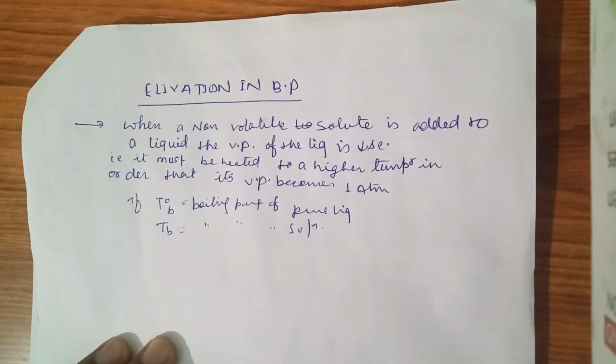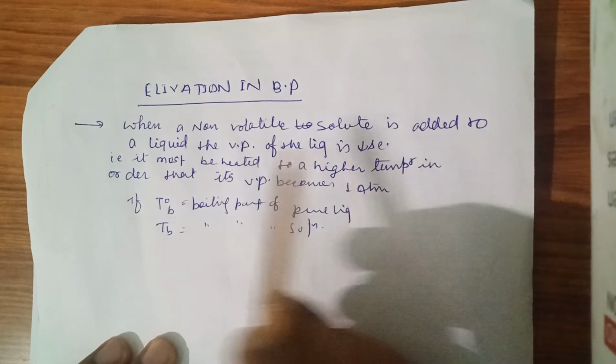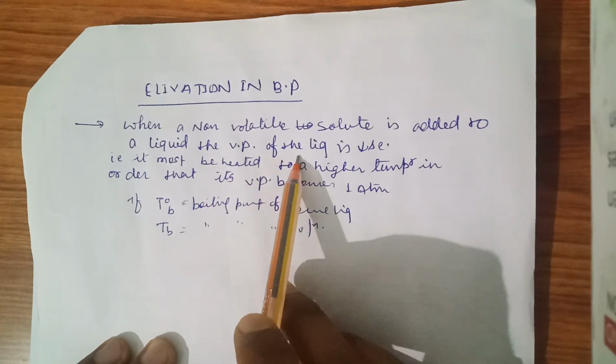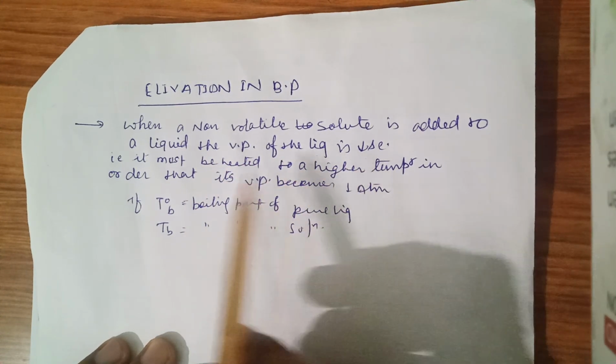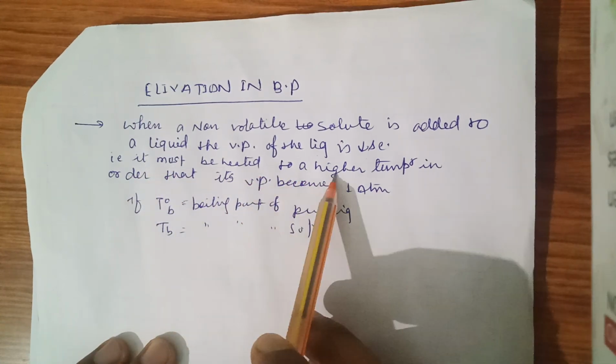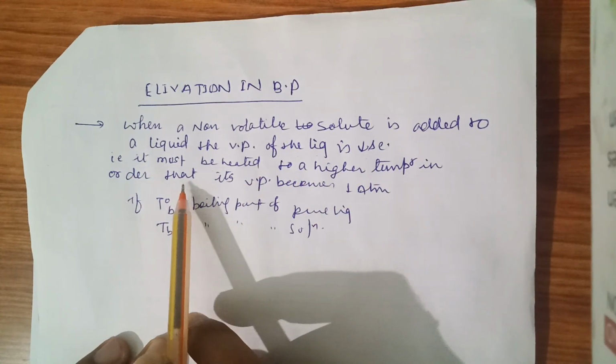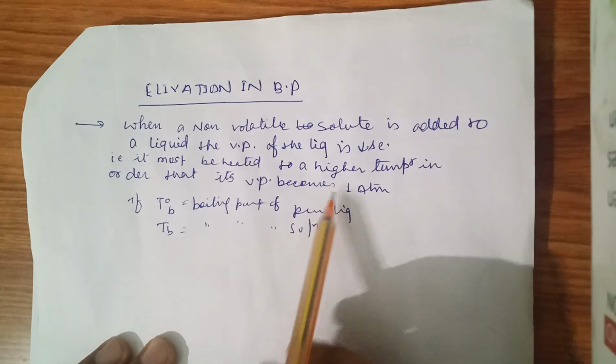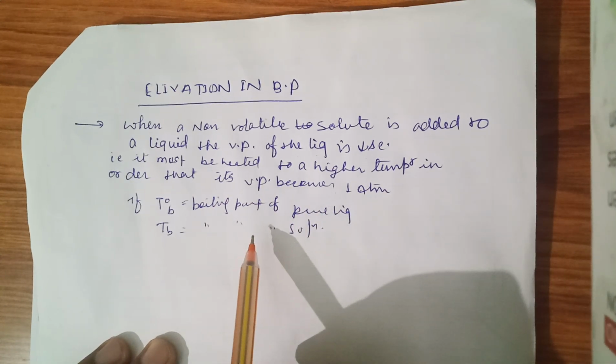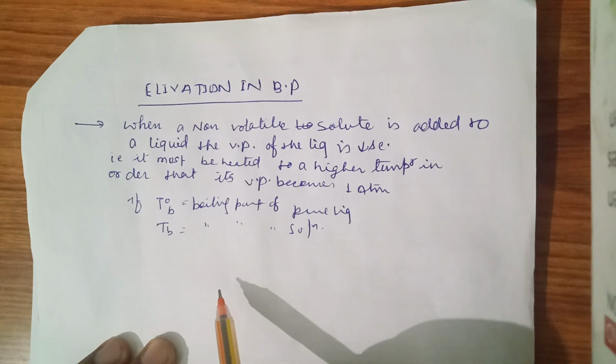Today we are going to discuss elevation in boiling point. So let's start. The elevation in boiling point means what? Whenever a non-volatile solute is added to a liquid, the vapor pressure of the liquid is decreased. That is, it must be heated to a high temperature in order that its vapor pressure becomes 1 atm. So friend, as we know, in order to boil any liquid, the vapor pressure of the particular liquid should be equal to atmospheric pressure.